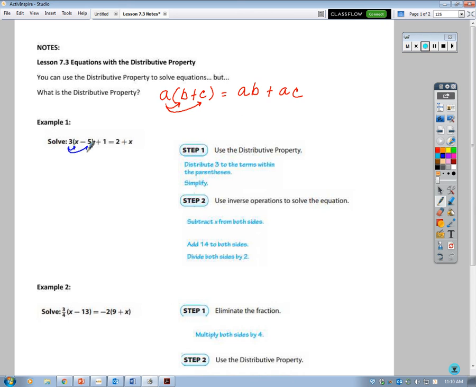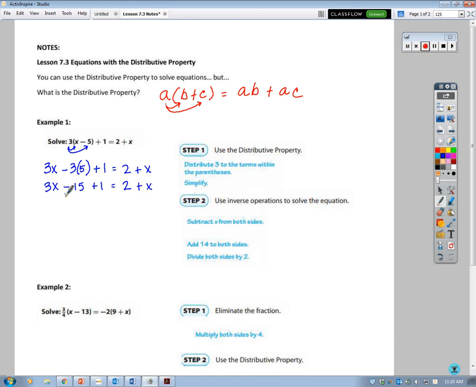So 3 is going to get multiplied by x and multiplied by 5. Our equation will now be 3 times x minus, I keep that minus sign, 3 times 5 plus 1 equals 2 plus x, because I'm only distributing with the terms in the parentheses. Then I'm going to simplify, as it tells me to do. I've got 3x, that's already simplified, minus 3 times 5, which is 15, plus 1 equals 2 plus x. And I can continue to simplify this.